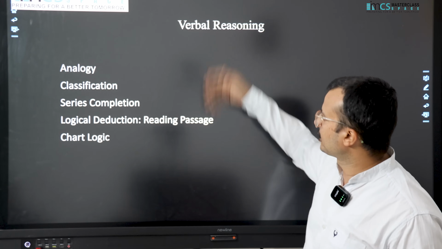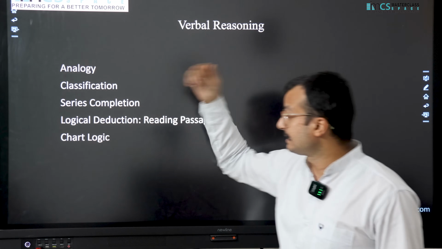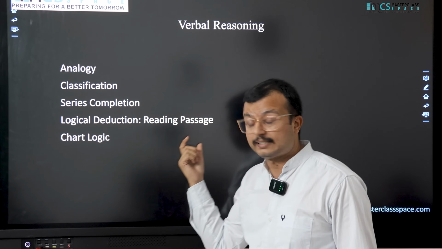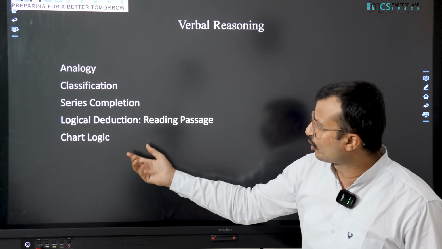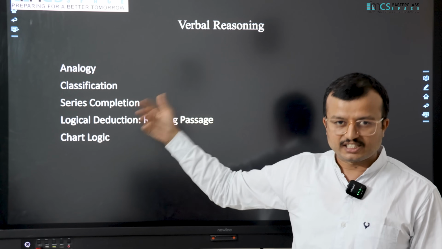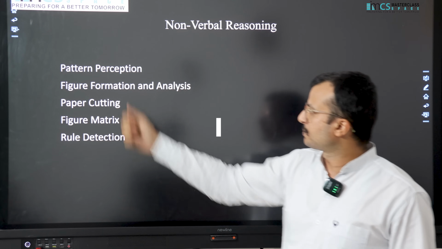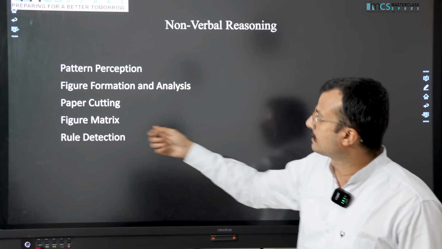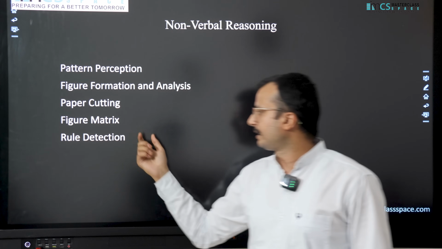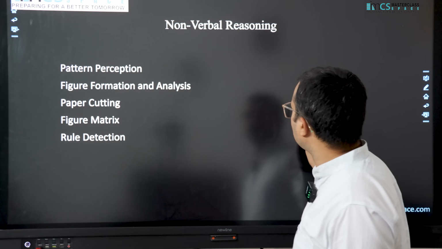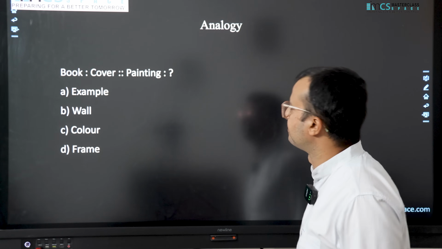In verbal reasoning, the topics are analogy, classification, series completion, logical deduction based on a reading passage, and chart logic. We will take one example of each. In non-verbal reasoning, there is pattern perception, figure formation and analysis, paper cutting, figure matrix and rule detection. So let's try to do one question of each so that you get a feel of each of them.